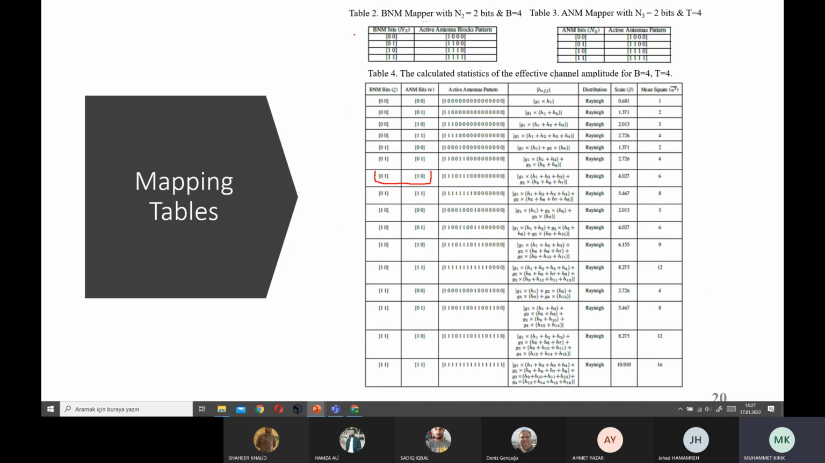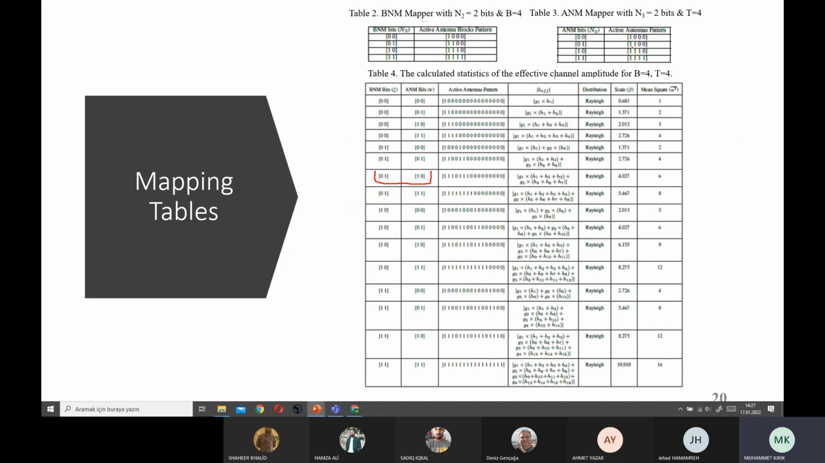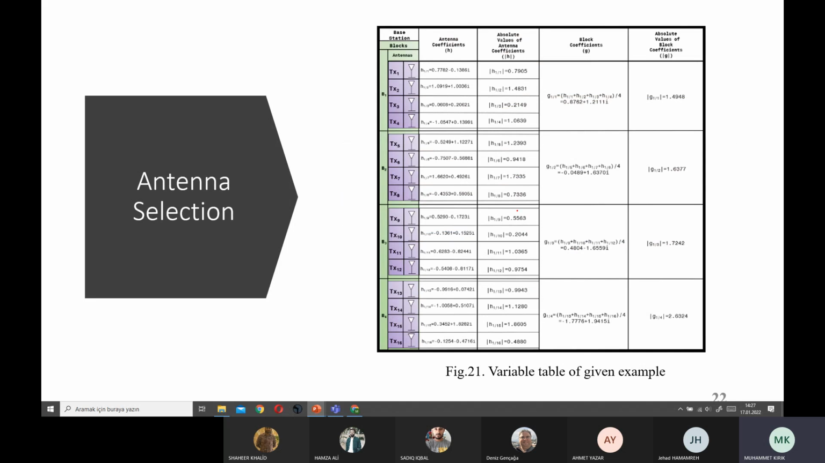If we come back to our table, 1, 0 means we are activating 3 blocks. And we also have a 0, 1 in the ANM bits part. So 0, 1 means activation of 3 antennas in each subblock. So we have this variable table because we don't want to just use the antenna numbers, but we also want to pick the ones that can offer the highest channel quality.